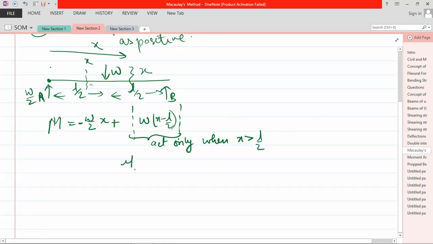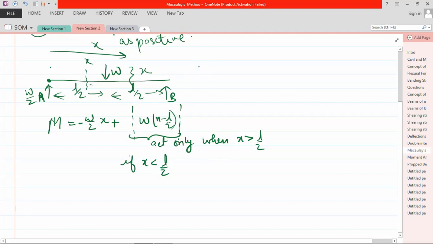If x is less than L by 2, you will not consider this as your function. You will take only this. When x is greater than L by 2, you will consider this. Then both functions will operate simultaneously. But if x is less than L by 2, you will only consider this function. That's why I am writing it in the brackets. It will operate only with this condition.